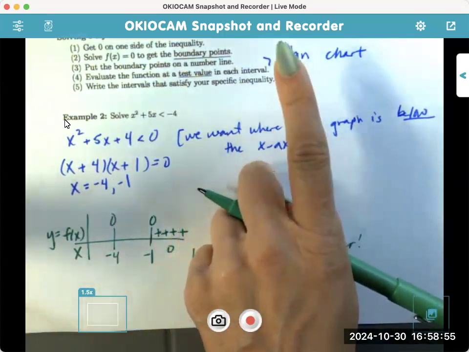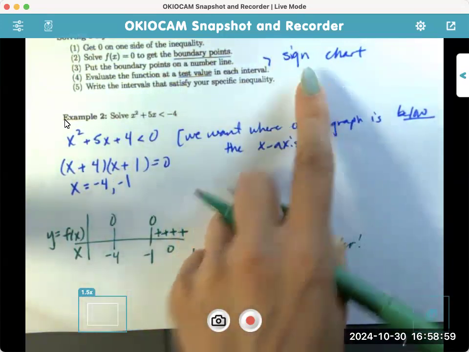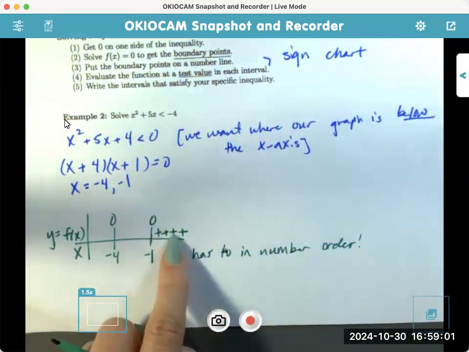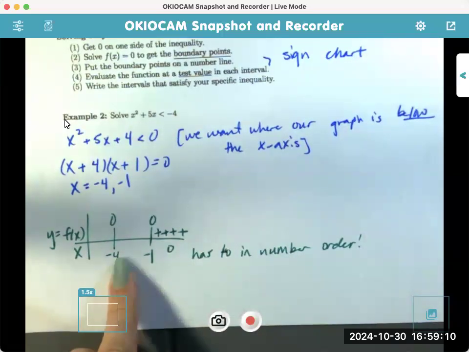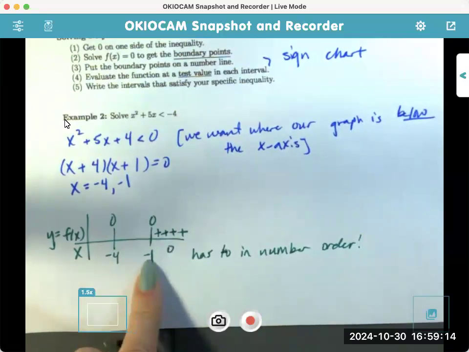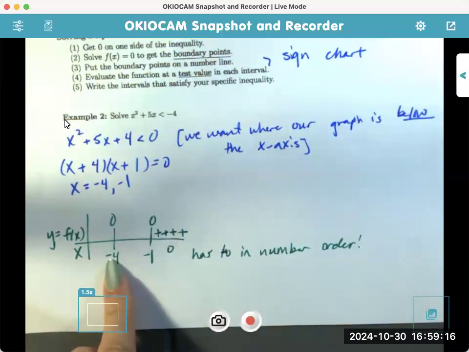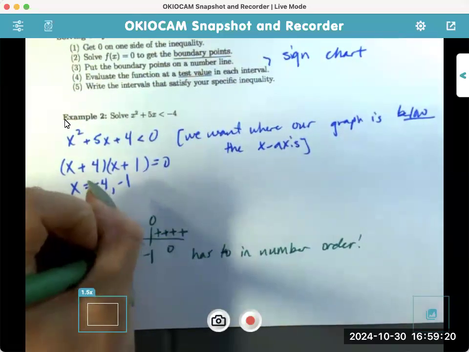That's why we call it a sign chart. I don't call it the number chart, the sign chart. I just want to know, are we above or below the x-axis? So if I'm positive, that tells me my function is above that x-axis. Now you can choose any number between these two values for your next test point. -2, -3, -3.5, -1.5. I don't care. It's up to you. Let's do -3.